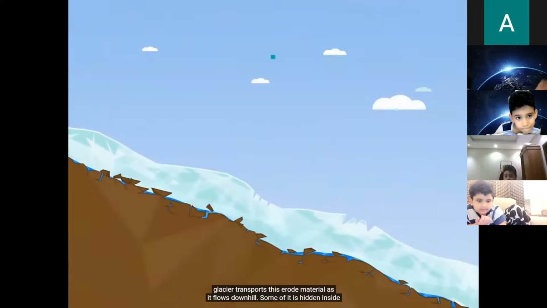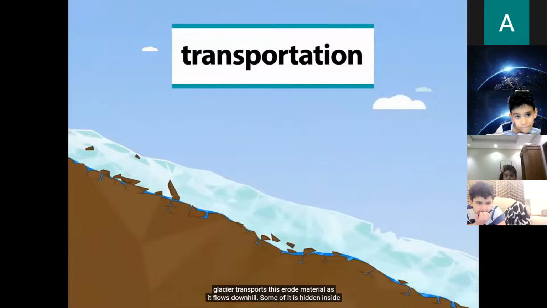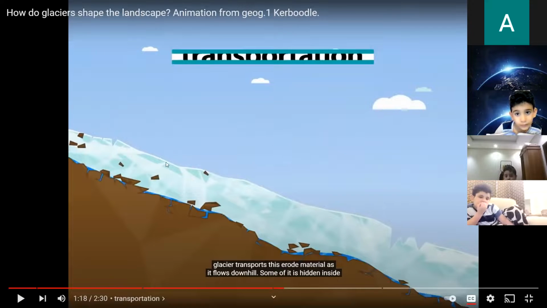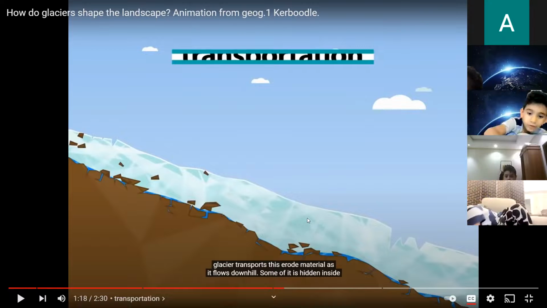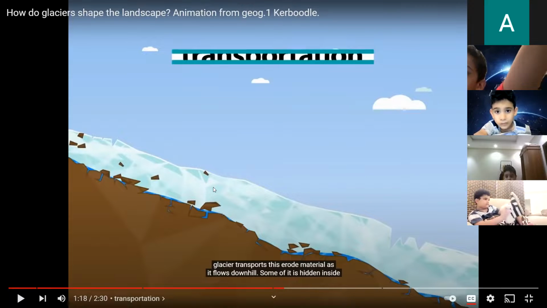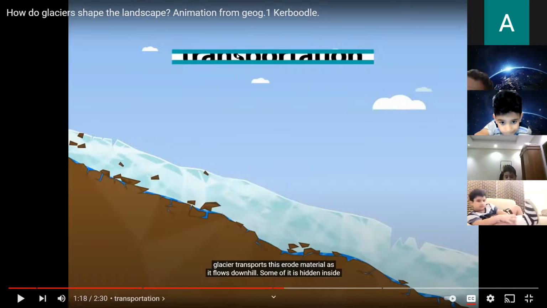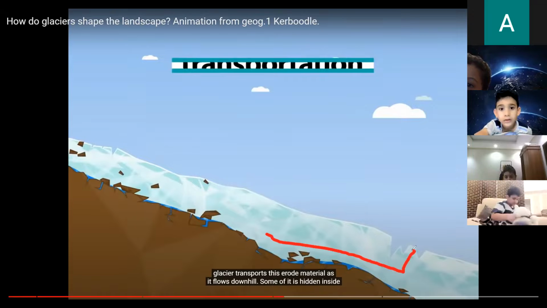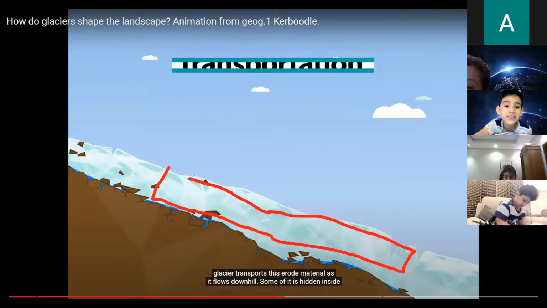Secondly, the glacier transports this eroded material as it flows downhill. Can you see? This big sheet of moving ice, what do we call it? We call it freeze weathering. Okay. The process is weathering, but by what? By wind, water, or glacier? Glacier. Excellent. So a big sheet of moving ice. It looks like a big sheet. This big sheet of moving ice, we call it a glacier.